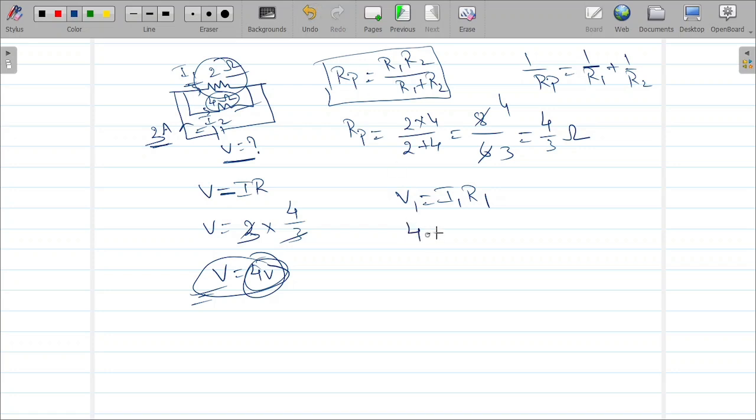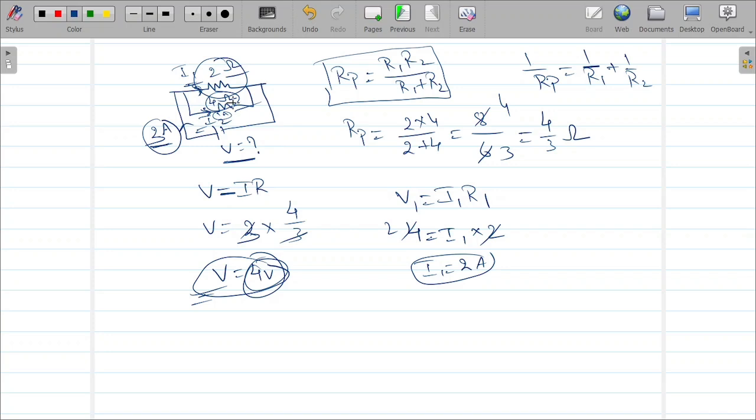So 4 equal to I1 into resistance. I1 I don't know, so I need to find I1. There is a resistance of 2. So 2 ones are 2, 2 twos are 4. So I1 equal to 2 amperes. So what is the total current? 3 amperes. In this 3 amperes, 2 amperes will go here. Then how much will pass here? 1, right? 3 minus 2 is 1.